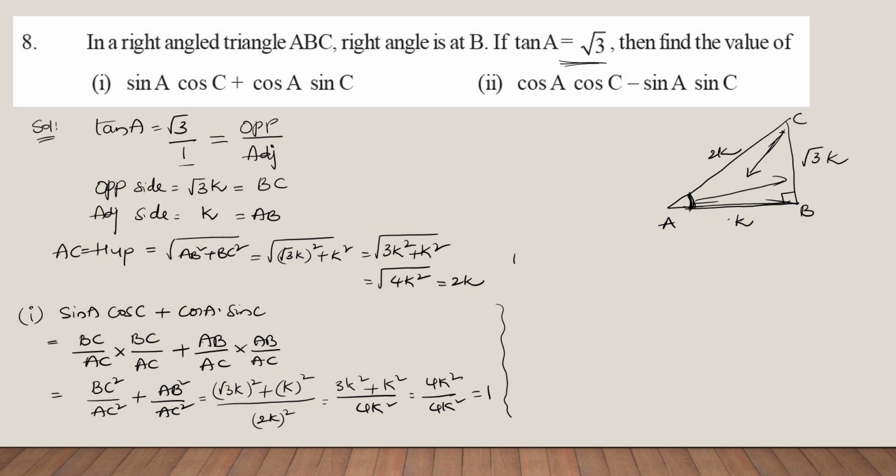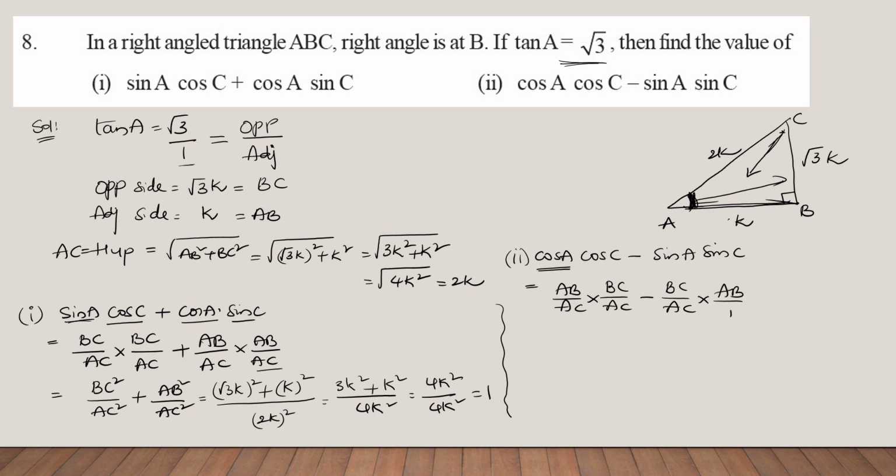Right? Next, moving on to question number 2. What did he ask? Cos A into cos C minus sin A into sin C. Now with respect to cos A, that means with respect to angle A we need to consider. What is cos A? Already we have found it. Cos A is nothing but AB by AC, into cos C, which is BC by AC, minus sin A. Sin A means BC by AC, into sin C. Sin C is nothing but AB by AC.